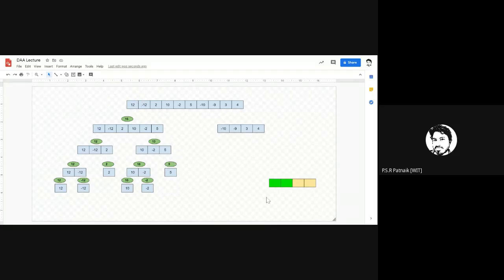Now I need to solve the right part. So can you quickly tell me what would be the right part here? How do I do that? I have to divide. So tell me where should I divide this? It is 0 to 5, then 6, 7, 8, 9. So 6 plus 9 by 2, that is 15 by 2. The quotient would be 7. So mid is here.